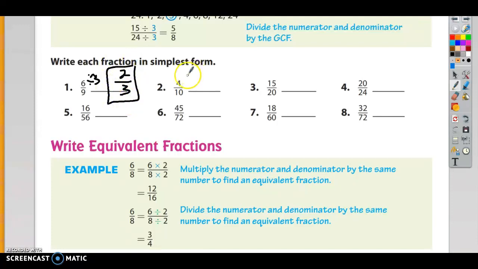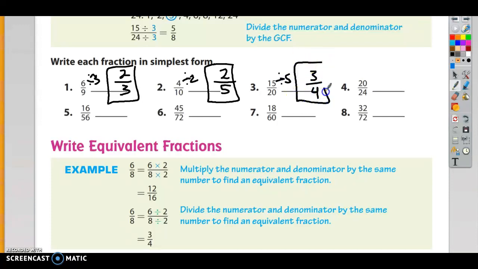4 and 10 share a factor of 2, so I'm going to divide each number by 2. 4 divided by 2 is 2, and 10 divided by 2 is 5. 15 and 20, the greatest common factor is 5. I'm going to divide by 5, and I'm going to get 3 and 4. 20 and 24 share a factor of 4. If I divide 20 by 4, I get 5, and if I divide 24 by 4, I get 6.